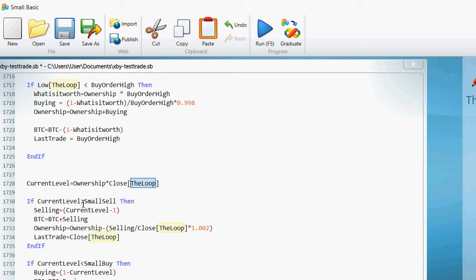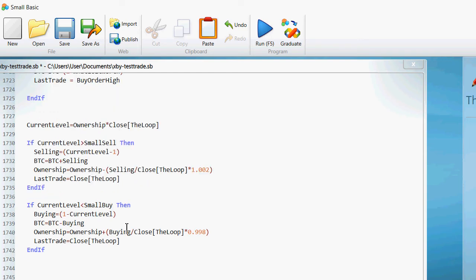Well, if current level is greater than the small sale, which means that would be, say, 1.1. Well, if this is up to like 1.15, then you're going to want to sell. So selling equals current level minus 1. BTC equals BTC plus selling, and then doing the same thing for the buy.